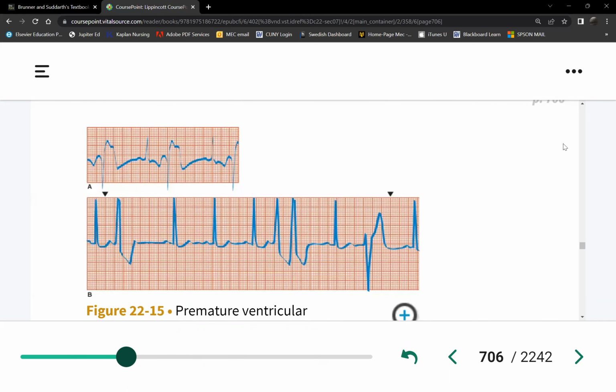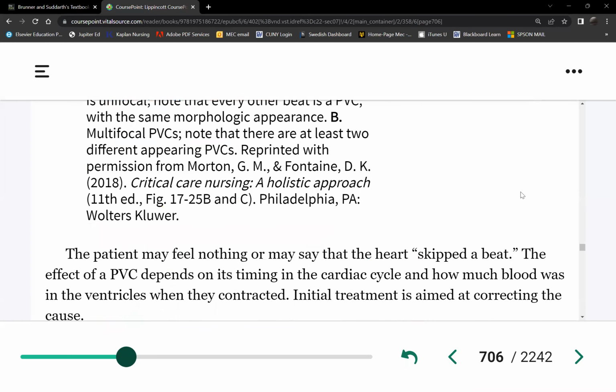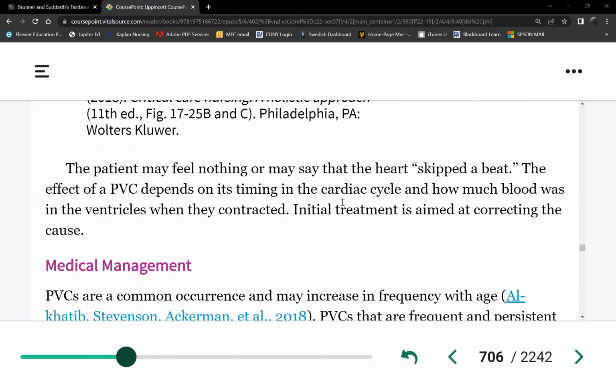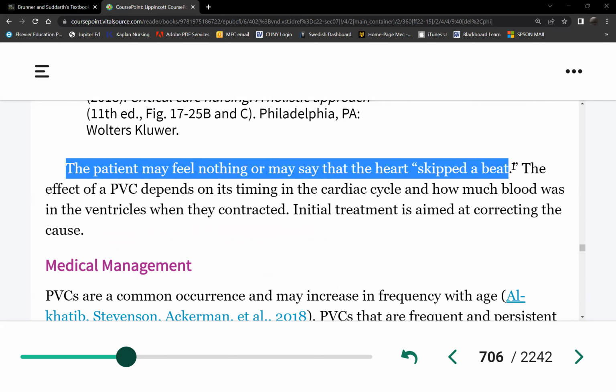Okay, so the decision whether or not to treat the PVC depends on the patient's condition. The patient is currently having an MI and we see PVCs. What do you think? Will we treat it or not? We should treat it, okay? Because, again, they signal ventricular irritation. Depending again whether or not the patient is symptomatic. If the patient is asymptomatic, patient feels nothing.